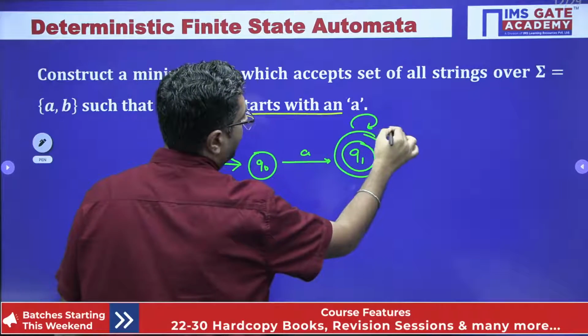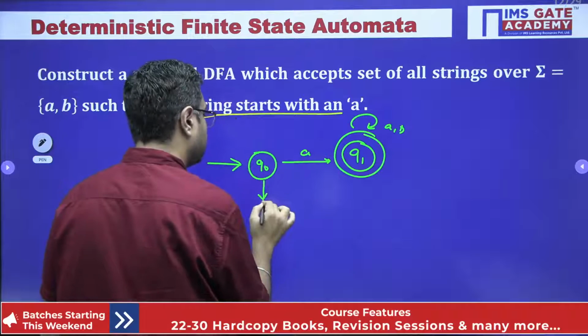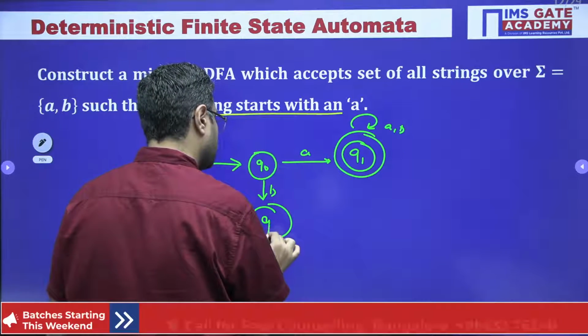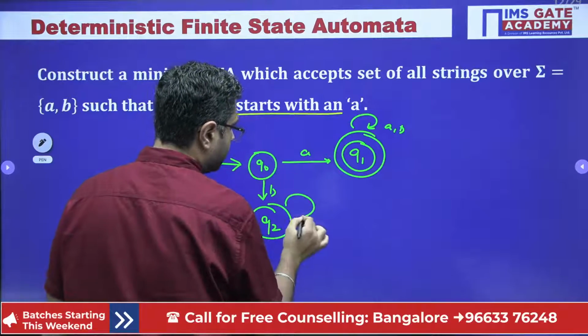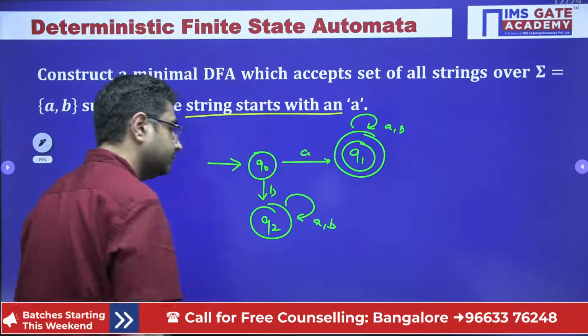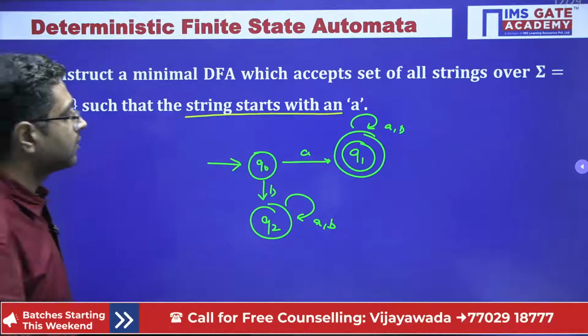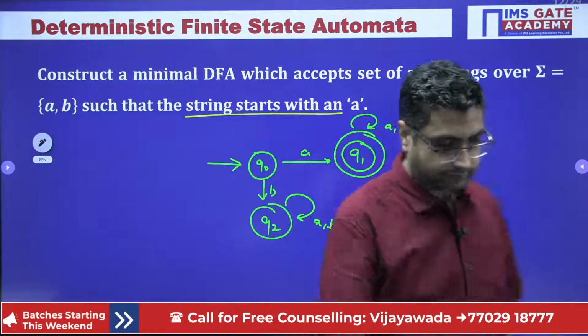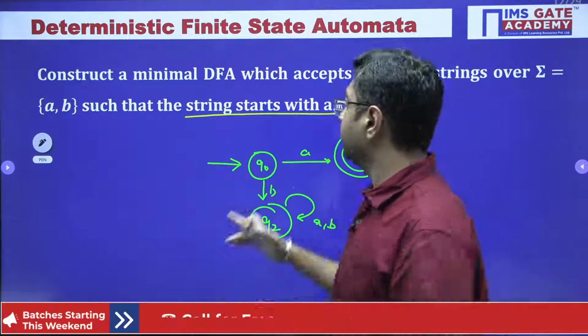It is starting with a, and after that anything can come. But if it is starting with b, you will go to a dead state which is known as q2. So this will be the DFA. So this is the DFA for starting with an a.